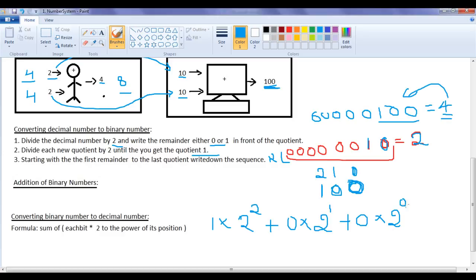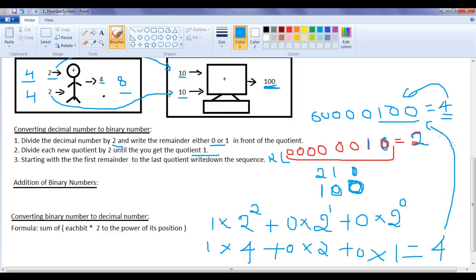So 2 to the power of 0 is 1 multiplied by 0. Anything raised to the power of 0 is 1, guys. Plus 2 to the power of 1 is 2 multiplied by 0. Plus 2 to the power of 2 is 4 multiplied by 1. Now if you calculate, you are going to get the result as 4, and that is what we got here, which is correct. Now we can understand properly whether the computer has given a proper output or not. Simple thing. Now we know how to convert a binary number to a decimal number also.